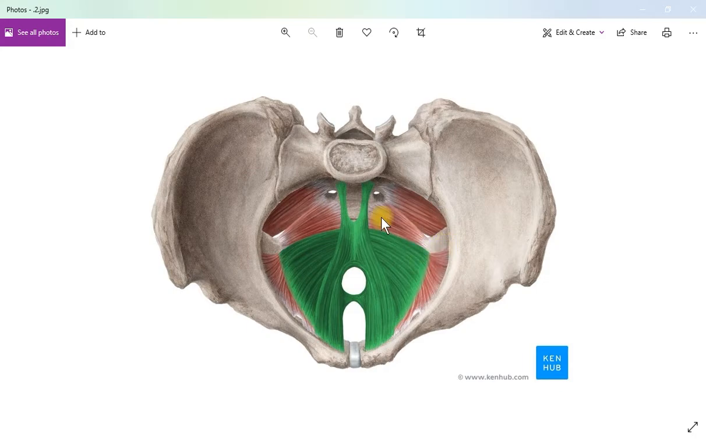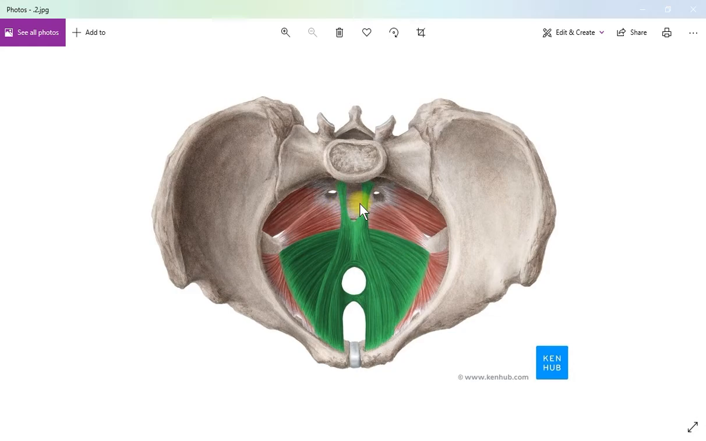Now come to the coccygeus. The coccygeus muscle represents the posterior part of the pelvic diaphragm. It is partly muscular and partly tendinous. Its fibers arise from the pelvic surface of the ischial spine and the sacrospinous ligament. I have told about the sacrospinous ligament in an earlier video. So from the pelvic surface of the ischial spine and the sacrospinous ligament, the coccygeus muscle arises and is inserted into the side of the coccyx and into the fifth sacral vertebra here. So this is the coccygeus.